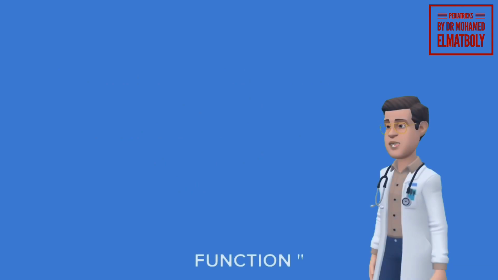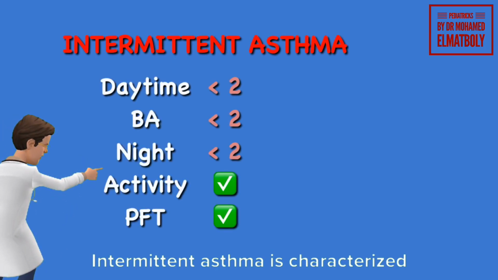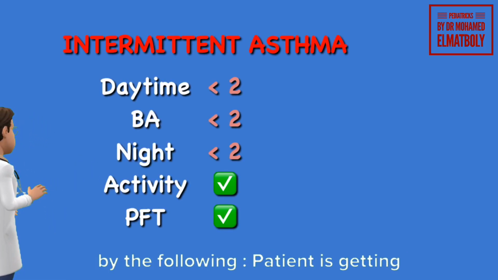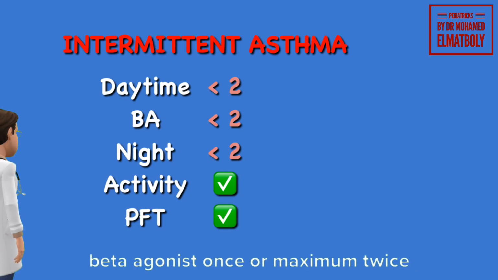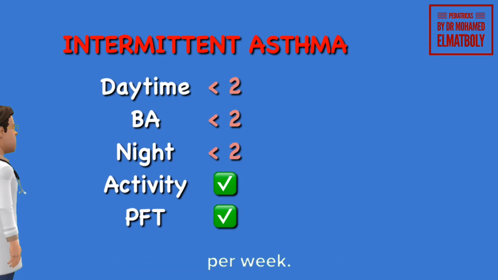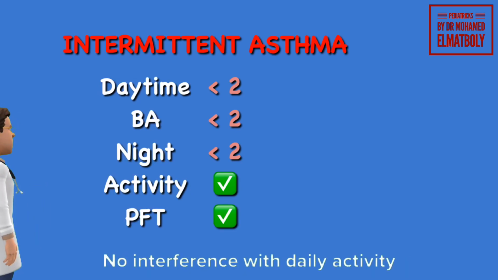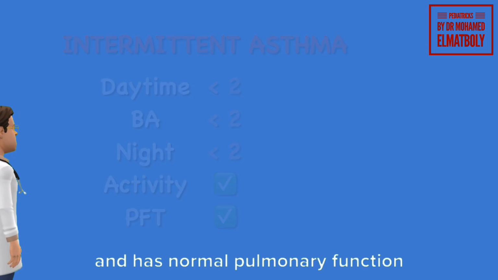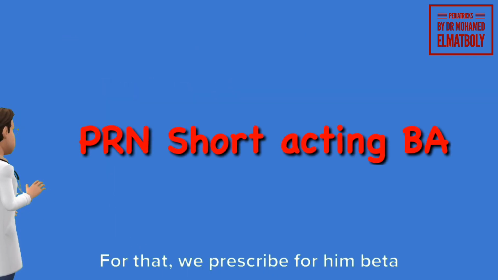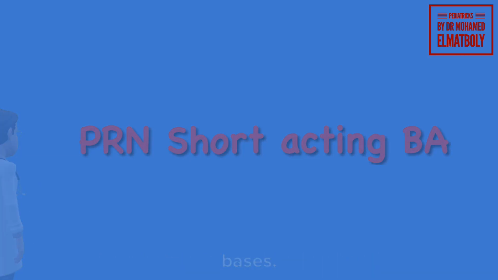That will cover "how is your function". When to diagnose intermittent asthma, and what to do then? Intermittent asthma is characterized by the following. The patient gets asthma attacks and subsequently uses beta agonist once or a maximum of twice per week. He awakens from sleep once or a maximum of twice per month, has no interference with daily activity, and has normal pulmonary function tests. For that, we prescribe a beta agonist inhaler or nebulizer on a PRN basis.